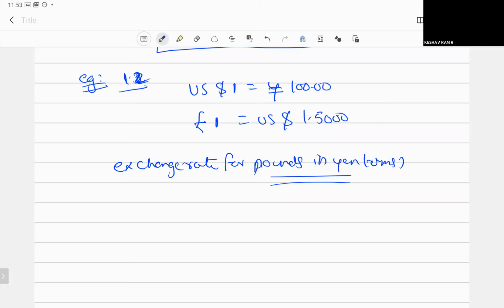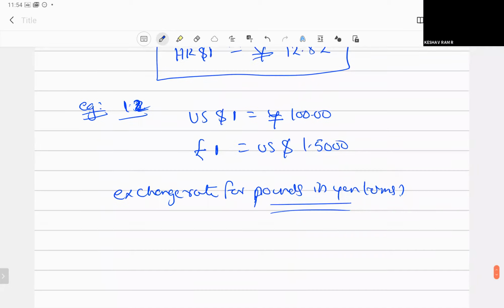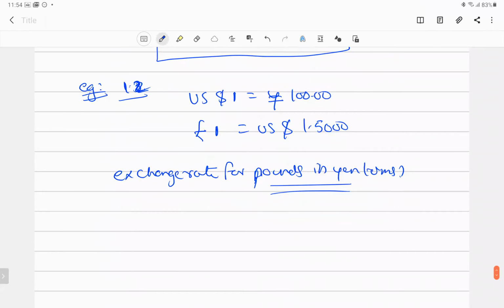Student: Sir, in terms of pounds, is it? No, the pound has to be priced in terms of yen. Since we have the value of 1 pound as so many dollars, we can also find how many pounds $1 is. But I just need the value of 1 pound in terms of how much yen.